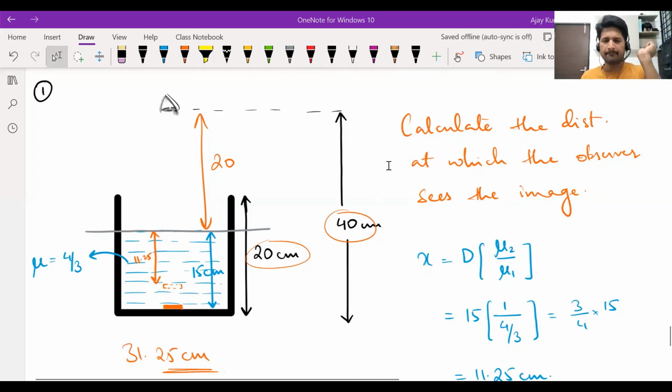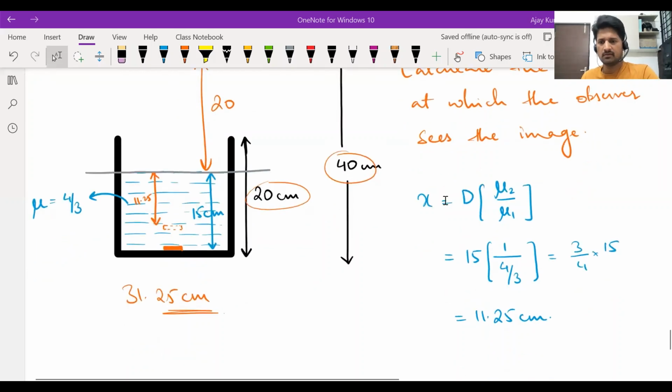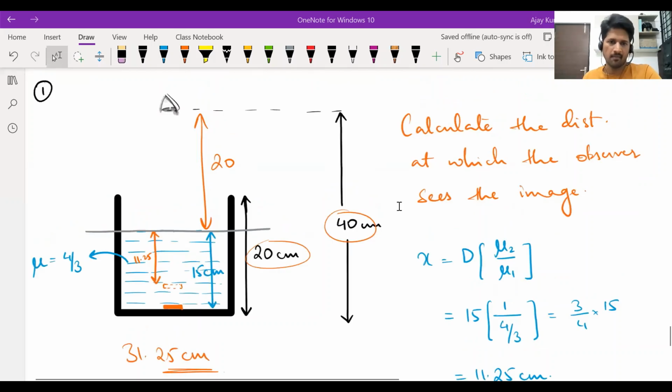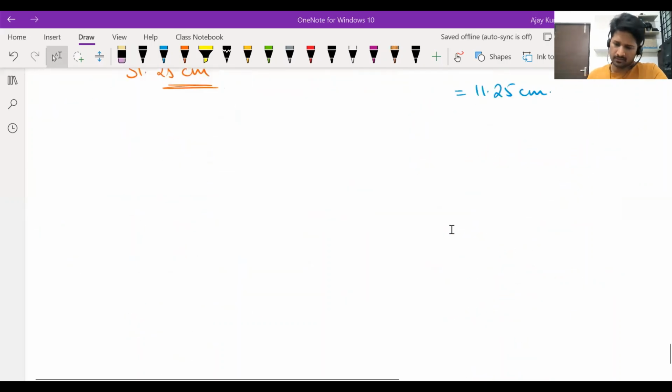Is it clear? Rishi, did you understand? Yes, sir. Where did you get stuck? What were you trying to do? Sir, I got 11.25. Then after that, okay. Remember, real depths, apparent depths, or just like object distances and image distances, they are measured from the interface, not from somewhere else. Okay. Next.